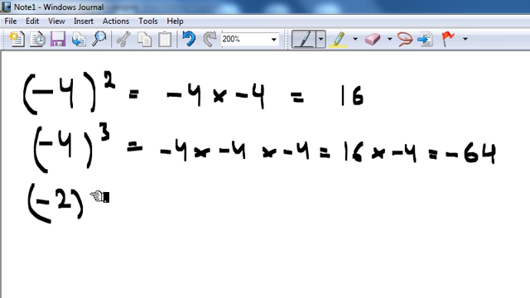-2, index 4. So I'm not going to write it out this time, but we know that it's -2 times -2 times -2 times -2, 4 times. What is 2 index 4? 2 index 4 is: 2 index 2 is 4, 2 index 3 is 8, 2 index 4 is 16. What about the sign? Is it plus or minus? Well, since this is an even number, we know that it's going to be plus.